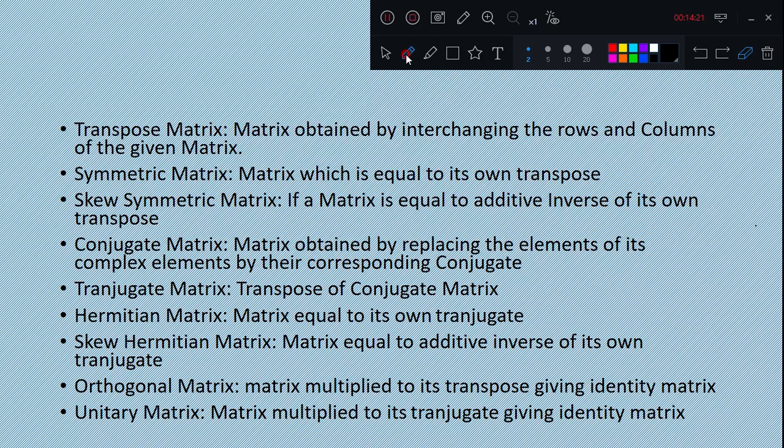Now, orthogonal matrix. An orthogonal matrix is a matrix which when multiplied by its transpose gives an identity matrix. And unitary matrix. A unitary matrix is a matrix which when multiplied by its conjugate transpose gives an identity matrix. Now you need to keep an eye on this. A matrix multiplied by its transpose giving the identity matrix is termed an orthogonal matrix, whereas a matrix multiplied by its conjugate transpose that gives the identity matrix is termed a unitary matrix.